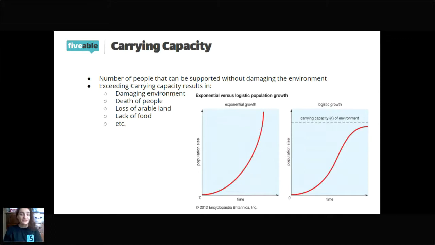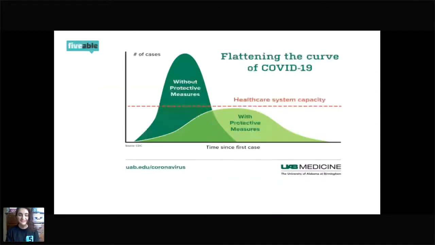Okay, so now we're talking about the carrying capacity of a healthcare system. You guys have seen this curve, hopefully, of COVID-19. So basically the same thing here. The carrying capacity of a healthcare system means how many hospital beds are available for sick people, how many nurses, how many doctors, how much healthcare equipment there is, like ventilators, which are very important for COVID-19 patients, masks for doctors, and other equipment.